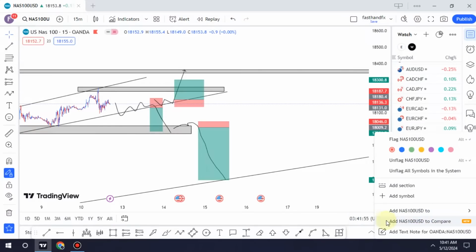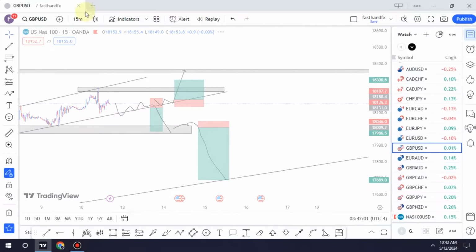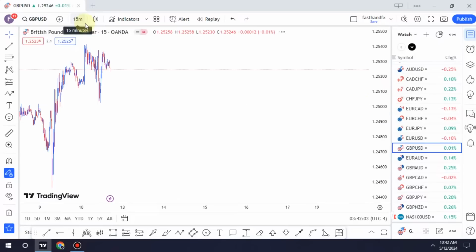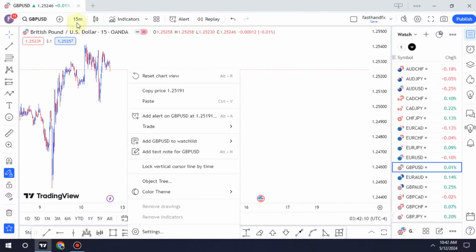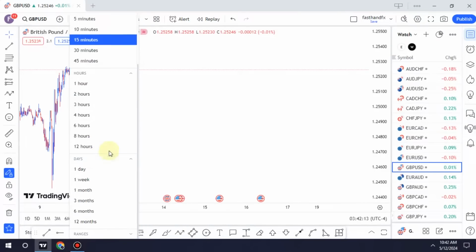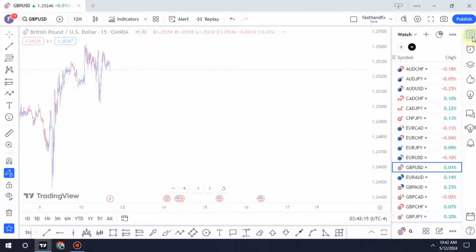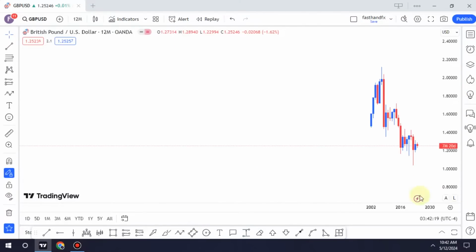Where are you? Here I am. GBP USD. Most people do trade GBP USD or Euro USD. I don't know, let's see. 12 months, if we might be missing out something.